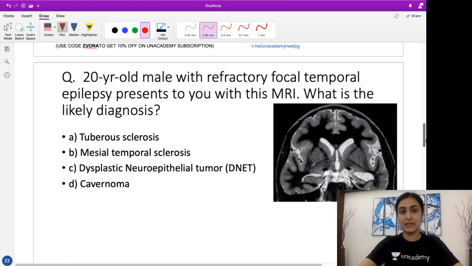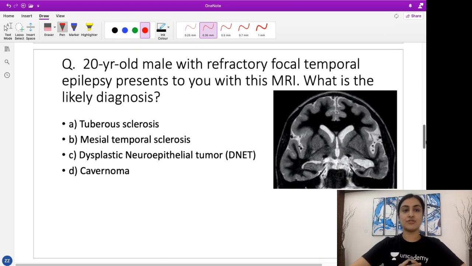Alright, so now let's begin with our question of the day, which is a 20-year-old male who presents to you with refractory focal temporal epilepsy with this particular MR image, and what is the likely diagnosis? So first, very briefly, let's just focus our attention on this image before we look at the options.